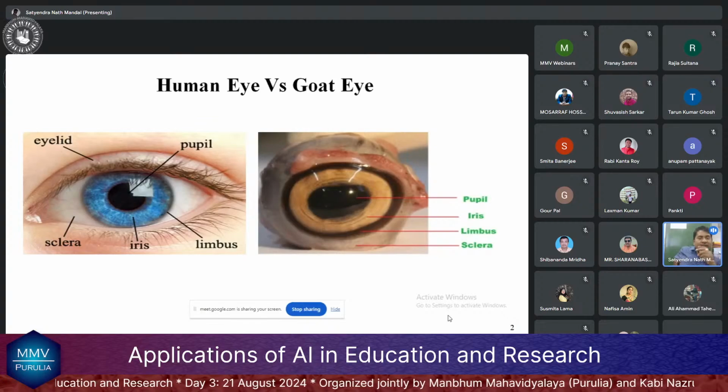We first select their eye. So this is the labeling of the human eye. We have an eyelid, we have a pupil, we have a sclera, we have an iris, we have a limbal mass.